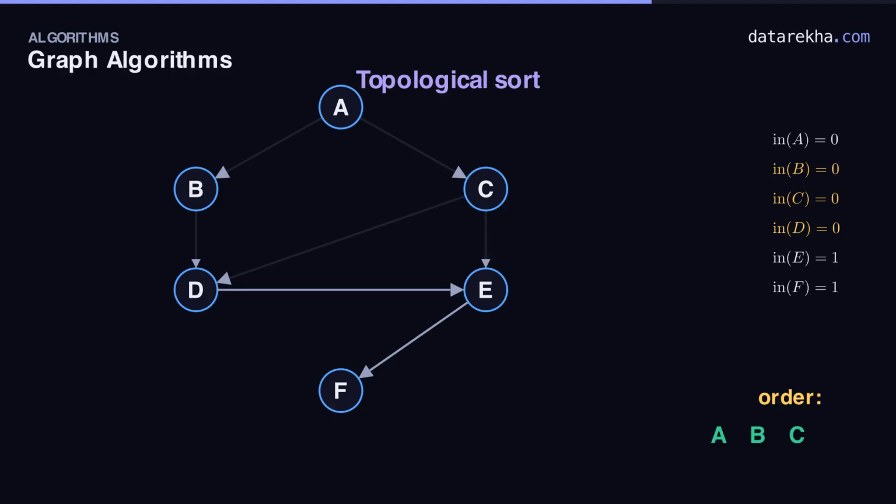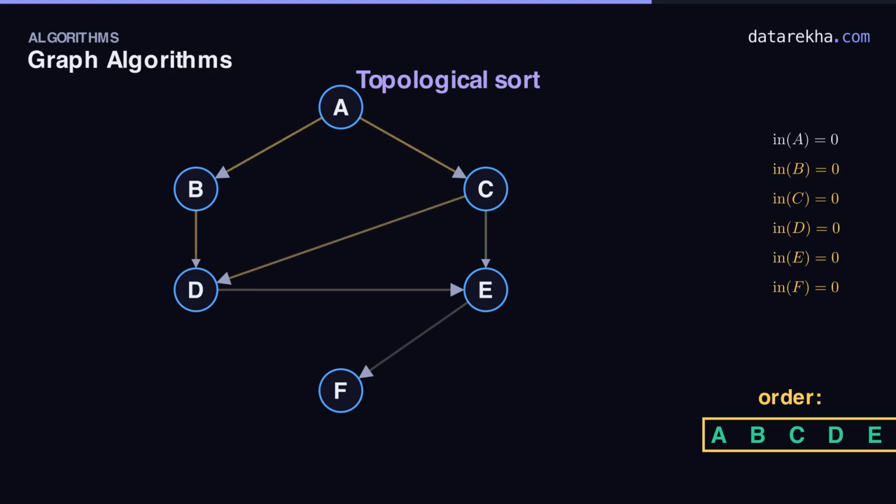Its arrows into D and E drop D to 0 and E from 2 to 1. D is now ready. D comes off. Its arrow into E drops E to 0. E is ready. E comes off and its arrow drops F to 0. And finally, F: every vertex is placed. The order is A, B, C, D, E, F. And every arrow in the graph points from earlier to later. That's a valid topological order.